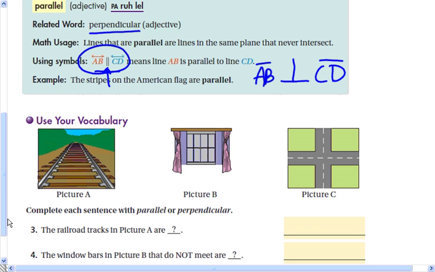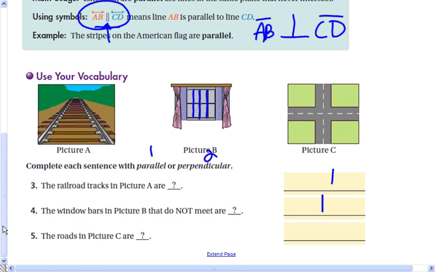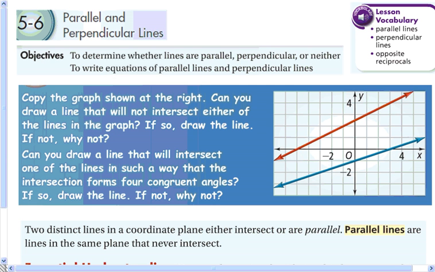All right, so the railroad tracks in picture A are parallel. The window bars in picture B that do not meet, that'd be these, those are parallel. And in picture C, the roads are perpendicular. They cross to form a right angle.